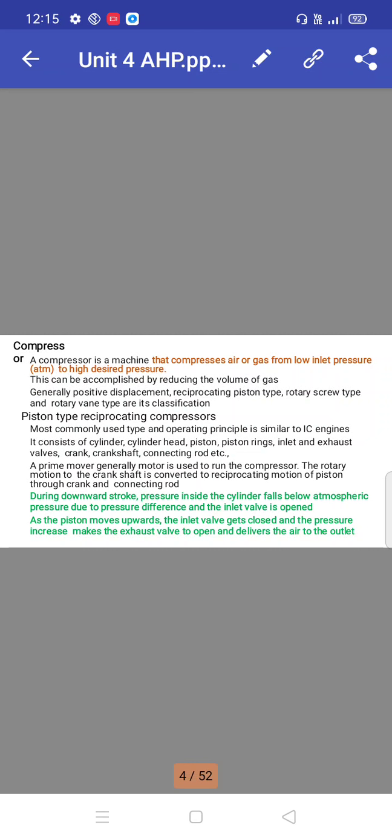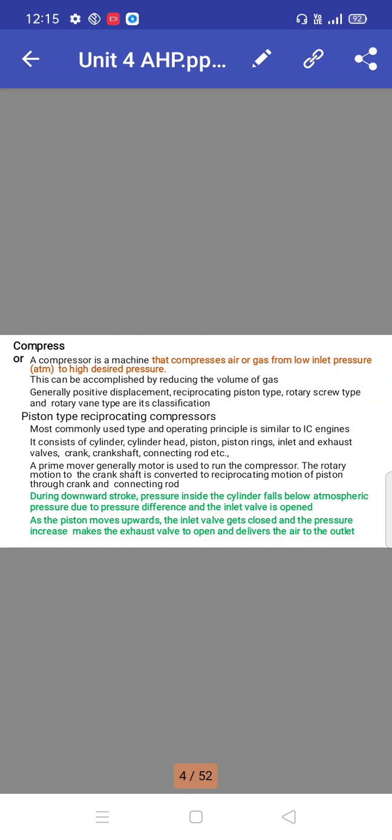First, see the piston type reciprocating compressor. It is the most commonly used type and its operating principle is similar to an IC engine. It consists of cylinder, cylinder head, piston, piston rings, inlet and exhaust valves, crank, crankshaft, connecting rod, etc. A prime mover, generally a motor, is used to run the compressor. The rotary motion of the crankshaft is converted to reciprocating motion of the piston through a crank and connecting rod.